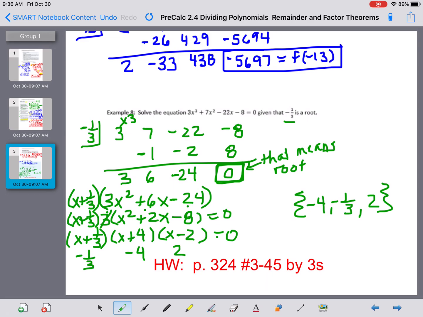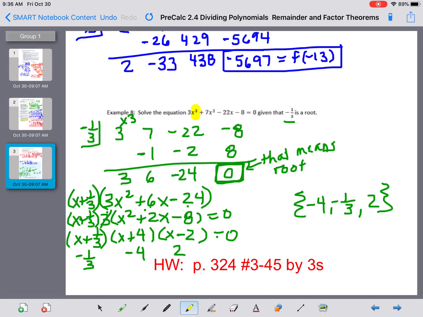So I used my one root to divide down to get a smaller polynomial of smaller degree, which I could handle then with another method to solve. So I get negative 4, negative 1/3, and 2 as my solutions, as my 3 roots. So make sure if you're getting those, you say, well, it's x cubed, that means I need 3. Include the first one, and then give the other ones that you find as well.